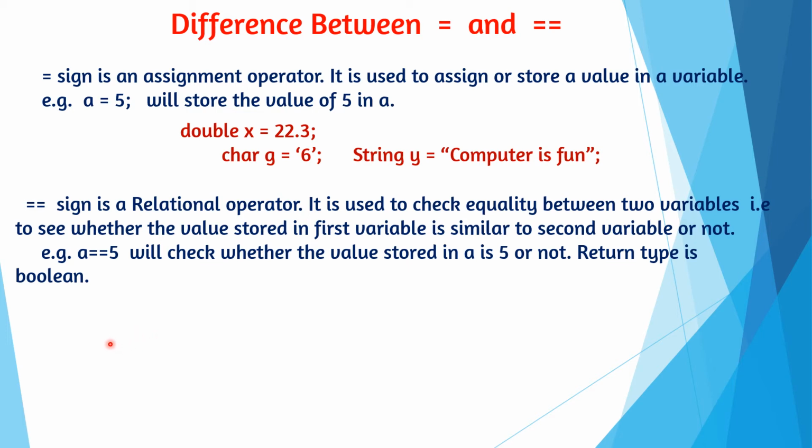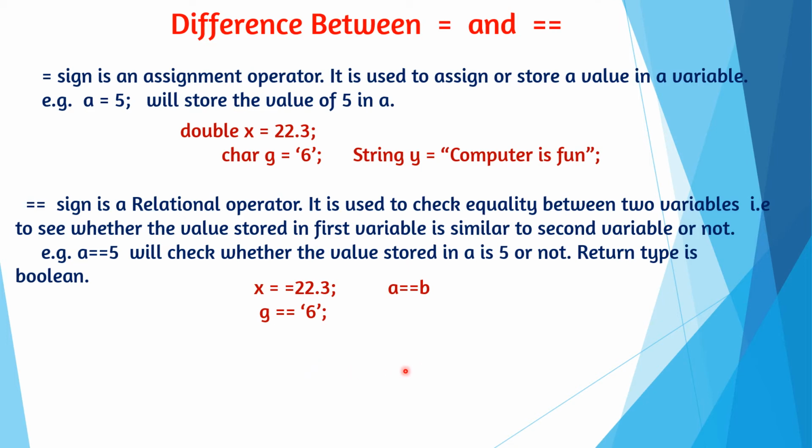It will check whether the value stored in a is 5 or not. Here, with a single equal sign, 5 will be stored in a, but here checking will be done whether the value is 5 or not. Some more examples are here. X double equal to 22.3. This will check whether the value of X is 22.3 or not.